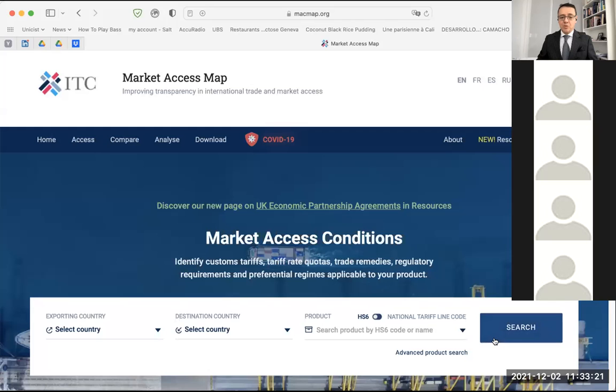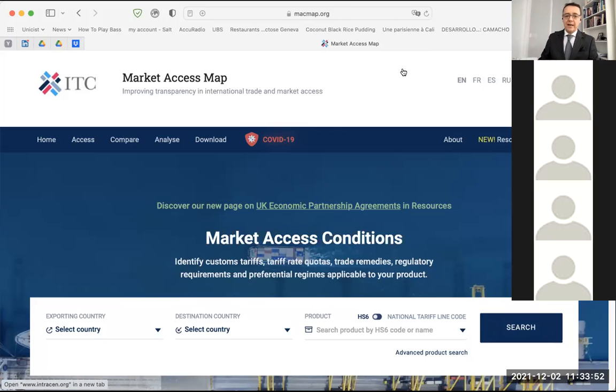Unfortunately, Trade Map is not a fantastic tool for market information. Trade Map is a fantastic tool for trade flow information. Yes, really good. But when it comes to market access conditions, the best tool is this one, Market Access Map. You can see from my screen, it's called macmap.org. Once you register for any one of the ITC market analysis tools, you're registered for all of them. So it's one password for all of them.